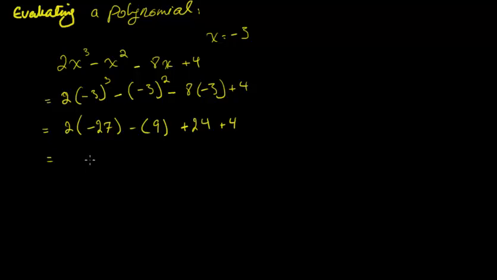Then we simplify the expression by doing the multiplication and addition here. 2 times −27 is −54, minus 9, plus we add these two up and we'll have 28. We add them up and we'll have −35, and we are done.